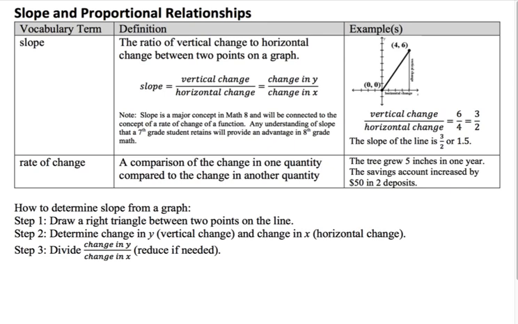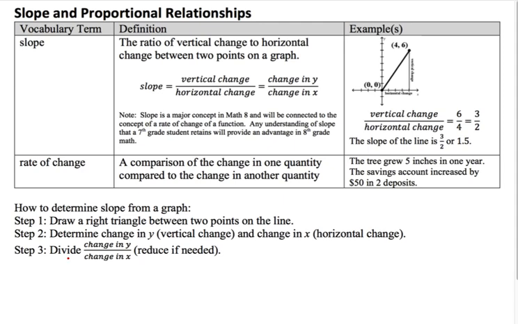Okay, rate of change is a comparison of the change in one quantity compared to the change in another quantity, which actually is very closely related to slope. So for example, a tree grew 5 inches in 1 year, a savings account increased by $50 in 2 deposits. Rate of change doesn't require it to be proportional. It's just looking at how things are changing.